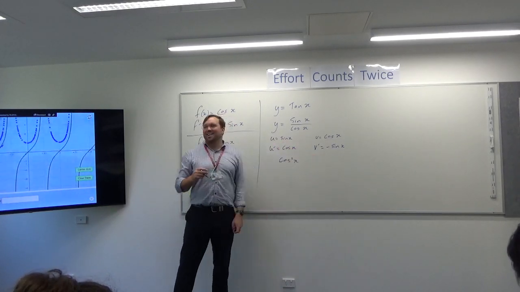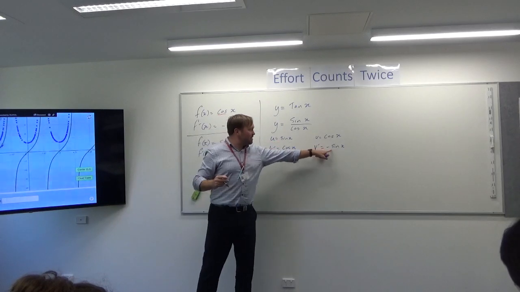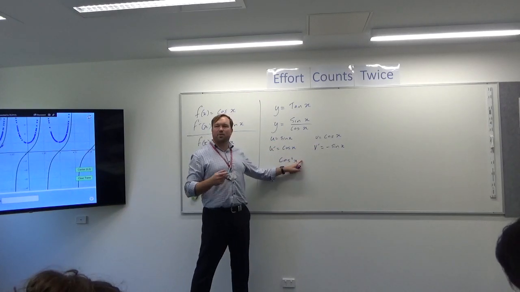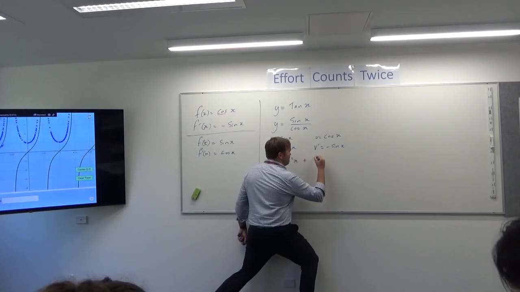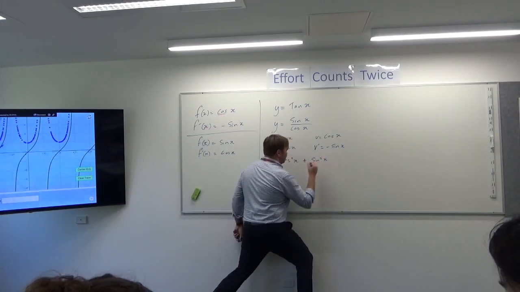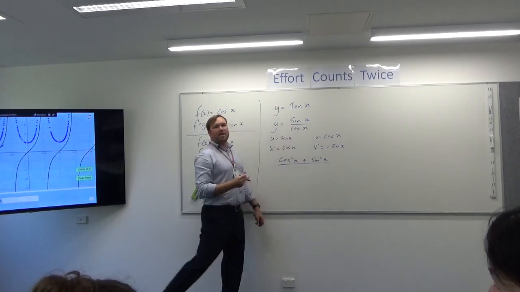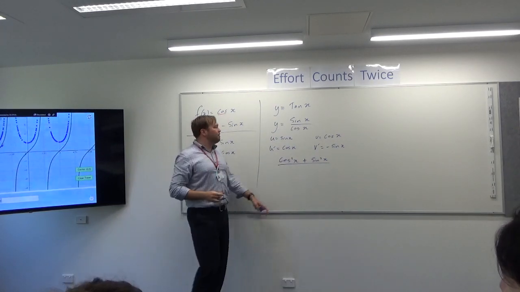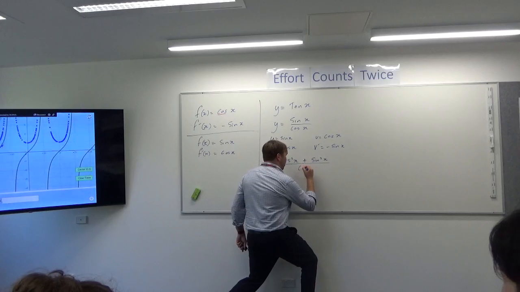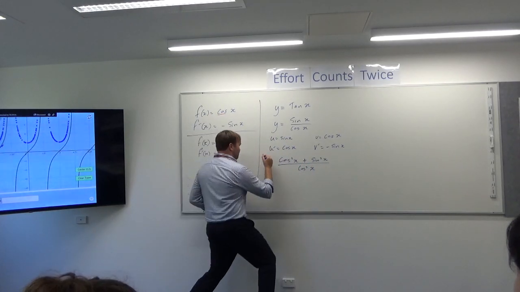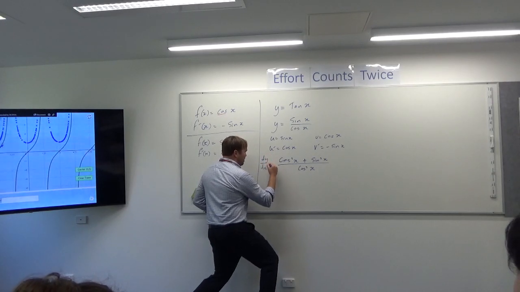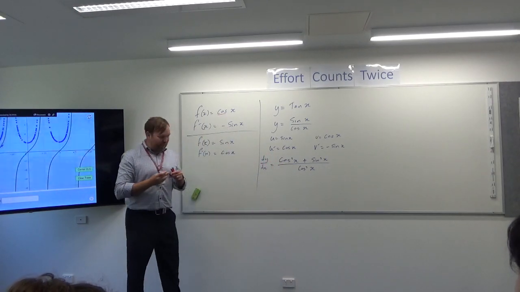What comes next? This times this, and because it's minus in the quotient rule, there's going to be a plus. So plus sine squared x over v squared, v being cos, so cos squared x. And that is so far our dy dx, but it's a little messy and there's a simplification we can make.